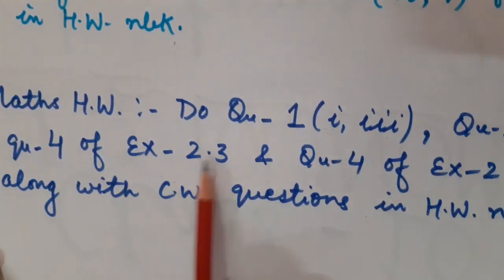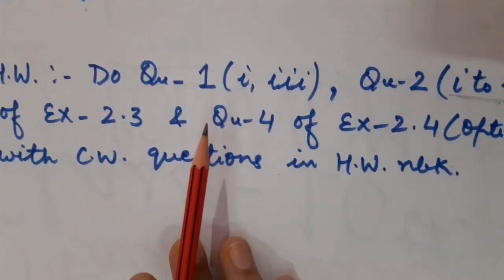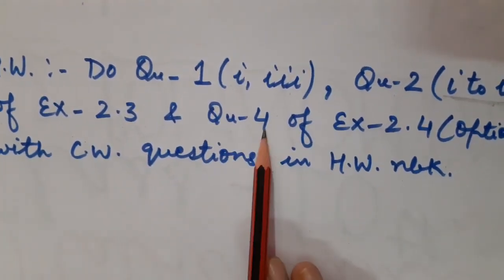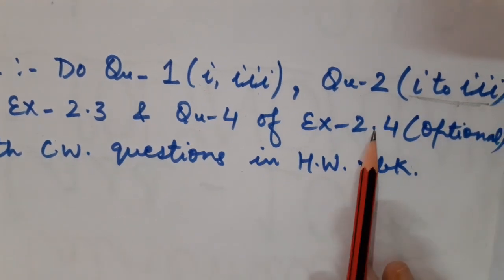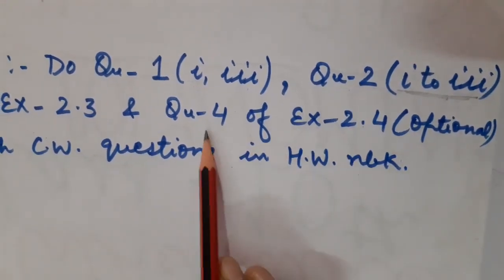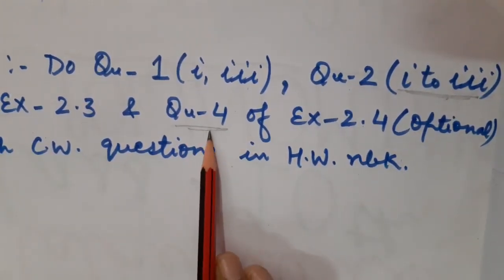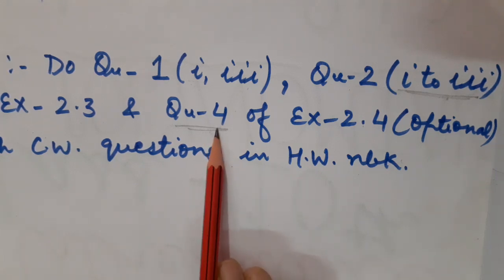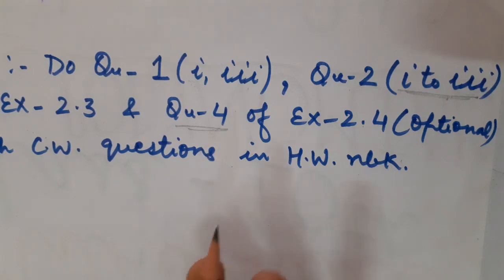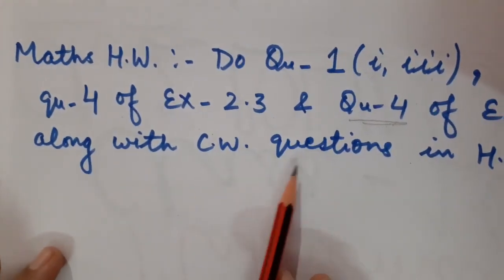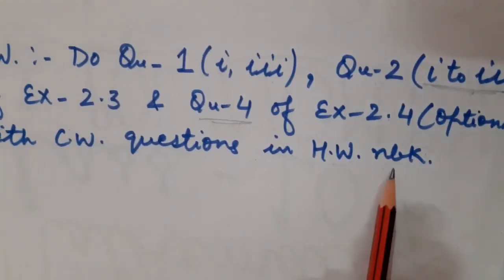These 3 questions belong to 2.3. Along with it, children, you have to do question number 4 of exercise 2.4, that is the optional exercise. This question number 4 is based on the same type in which a biquadratic polynomial is divided by a quadratic polynomial, which was the last question of today's lecture. Fine, children? Along with classwork questions in your homework notebook.